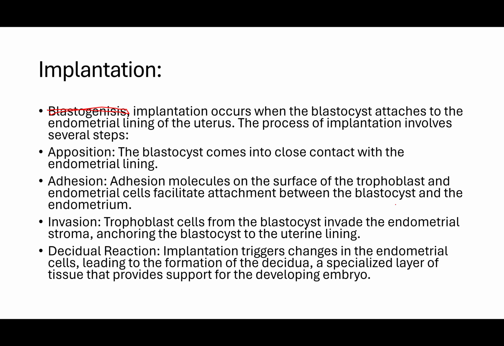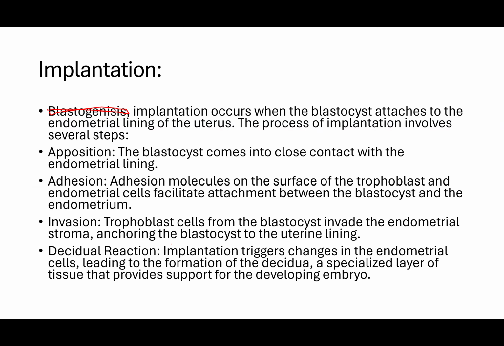So, apposition: the blastocyst comes in contact with the endometrial lining. Apposition just means it touched the lining, it touched the endometrium, right? Adhesion molecules on the surface of the trophoblast and the endometrial cells facilitate attachment between the blastocyst and the endometrium. Meaning, in apposition it touched the endometrium, in adhesion it combined itself with the endometrium, right? Then we have invasion. Trophoblast cells from the blastocyst invade the endometrial stroma, anchoring the blastocyst to the uterine lining, right? Now we're actually invading it.